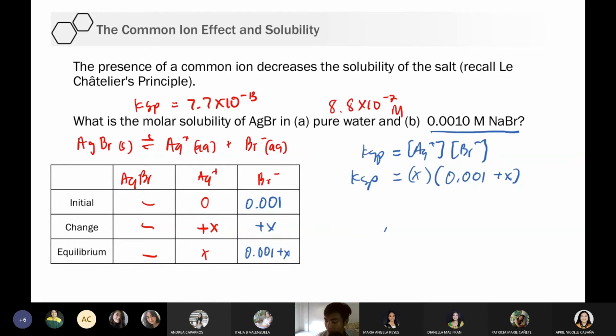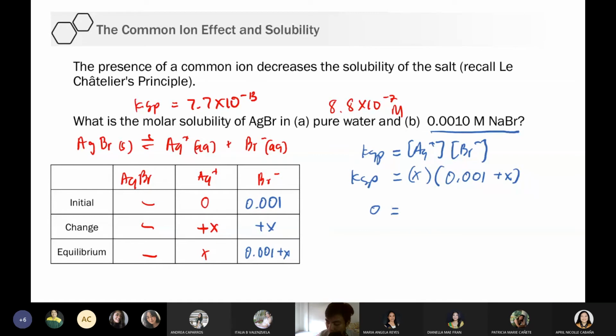Okay? So, nagbago yung ating equilibrium equation. That means, may shift sa equilibrium. Okay? So, may pagbabago sa ating equilibrium. Okay, so let's solve for the molar solubility. Let's solve for x. Okay, so dito kailangan natin gumamit ng algebra. Okay, so I will let you derive the equation.